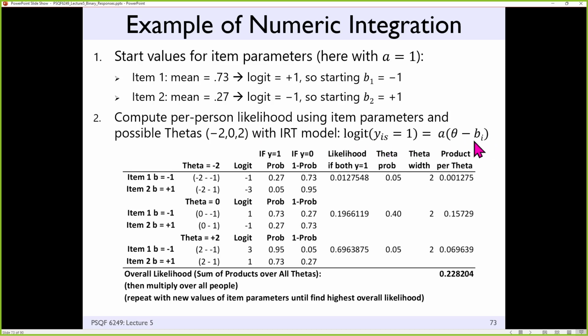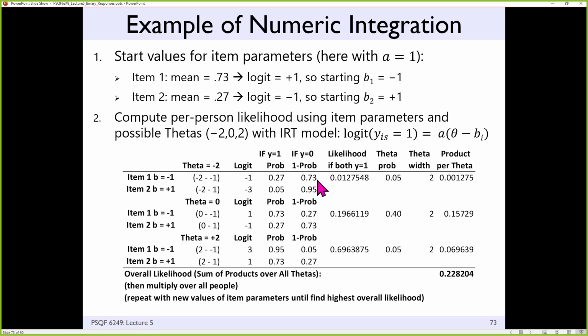Here's my model equation. Okay, so if my best guess for my current item parameter for number 1 is a B of -1, and my current guess for my theta is -2, then -2 minus a -1 gives me a predicted logit of -1. That translates into a probability of a correct response of 0.27 or a probability of an incorrect response of 0.73.